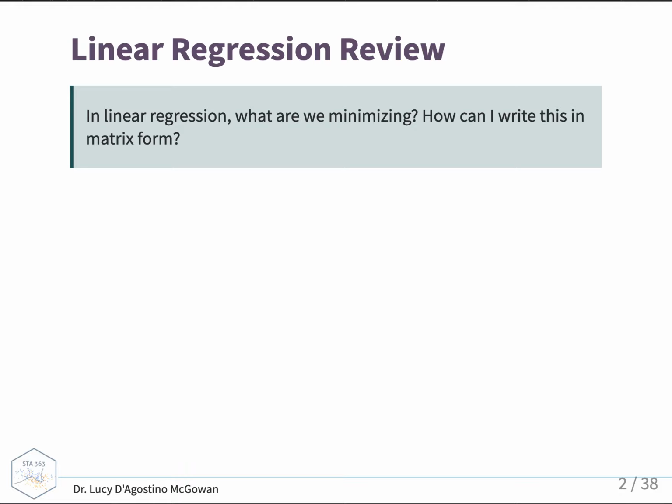Okay, so just as a refresher from what we learned a little over a week ago, maybe 2 weeks ago, in linear regression, what is the thing that we're minimizing? And how can I write this in matrix form? So we're minimizing the residual sum of squares, which we can write like this. And so y minus x beta hat, that is our residual.